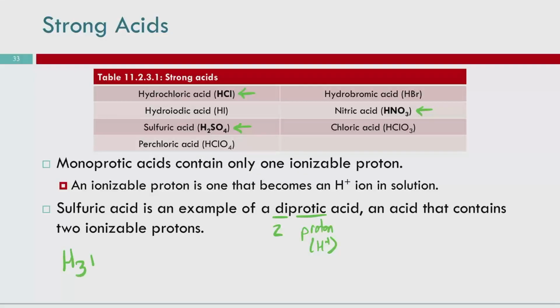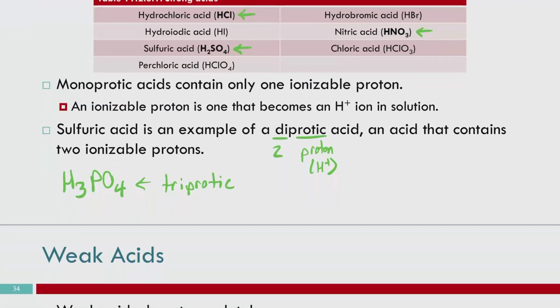How many ionizable protons does phosphoric acid have? That's phosphoric acid. If HCl has 1, H2SO4 has 2, how many does H3PO4 have? That's right, it's 3. So that would be an example of a triprotic acid. 3 hydrogens can pop off in water or ionize in water.